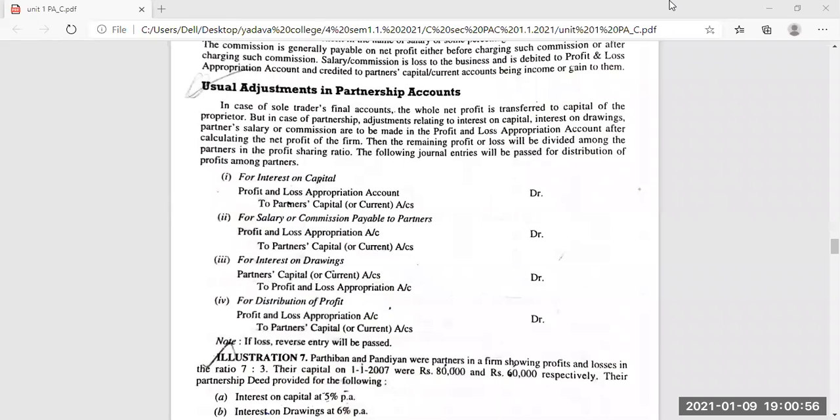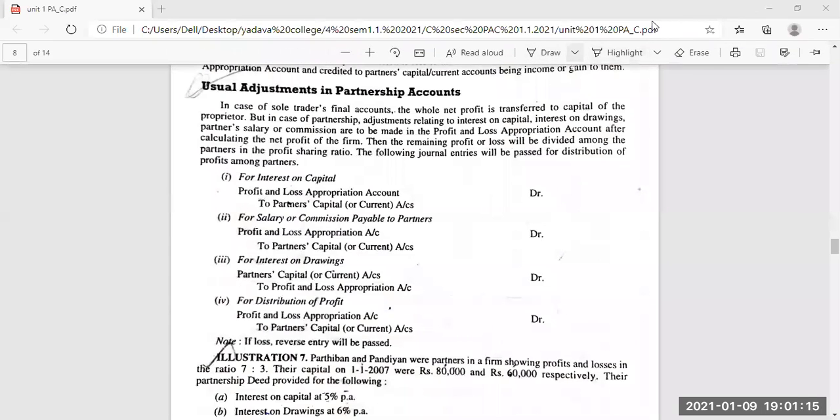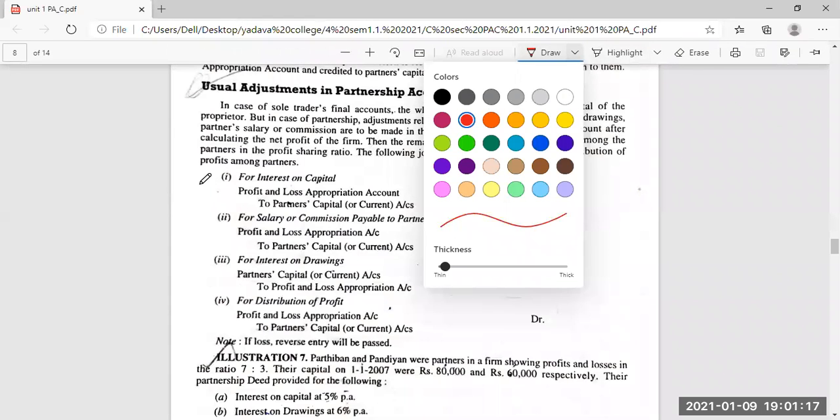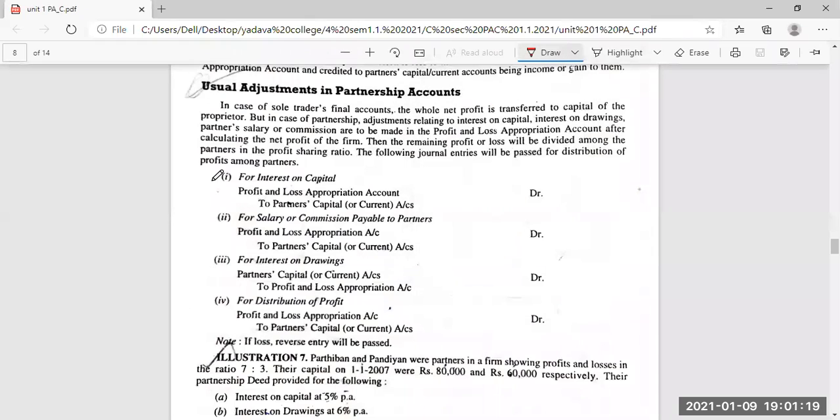So in partnership accounts, last class itself, I talked about how to calculate the interest on capital and interest on drawings. Today, we are going to talk about how sole traders treat their interest on capital and interest on drawings in final accounts. So for that, we have the journal entries over here.